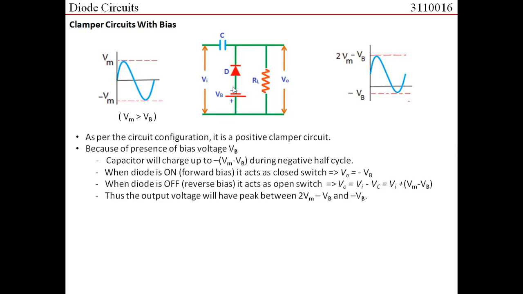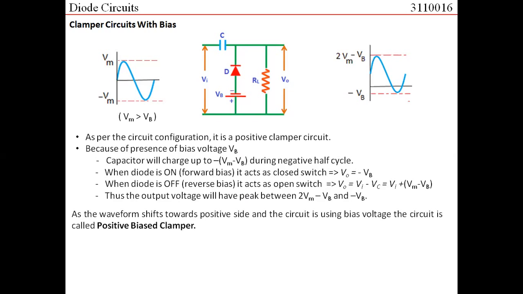In positive and negative unbiased clampers, the shifting was by the level of Vm only. But now if we use this biasing voltage, I can shift it to any level, right? So this is basically the use of introducing a voltage source in the clamper circuit. Thus, summarizing, as the waveform shifts towards the positive side and the circuit is using a bias voltage, the circuit can be said to be a positive biased clamper.